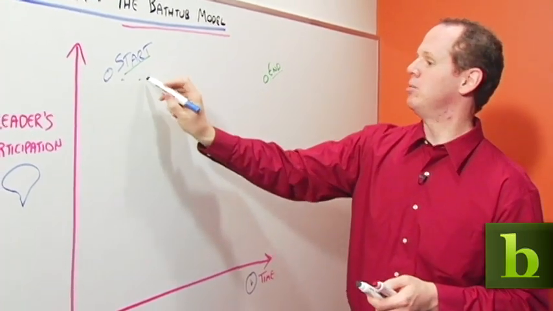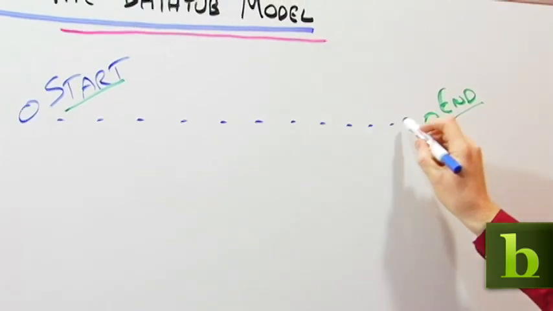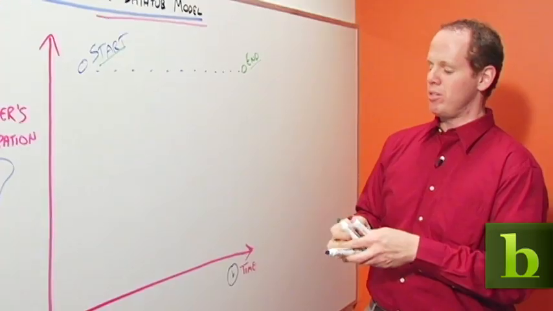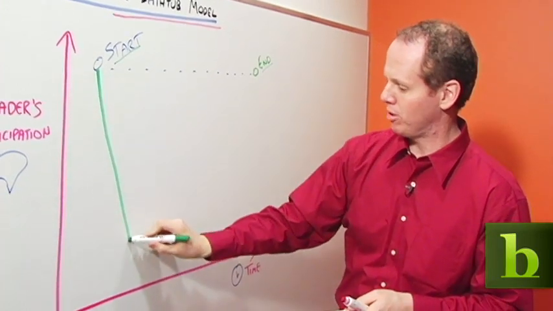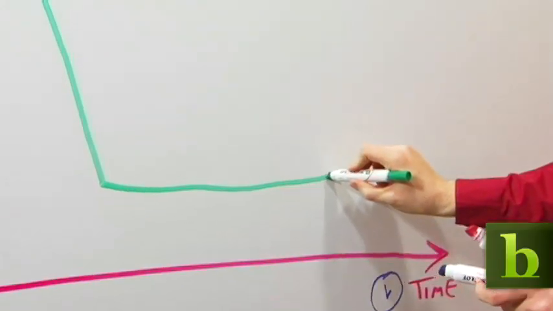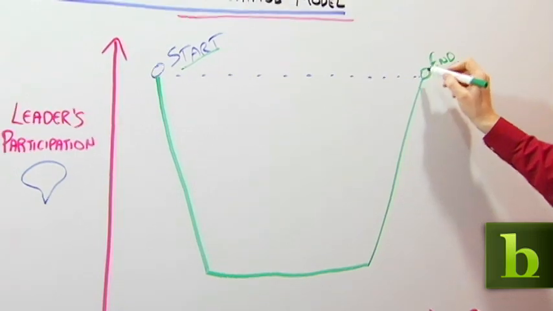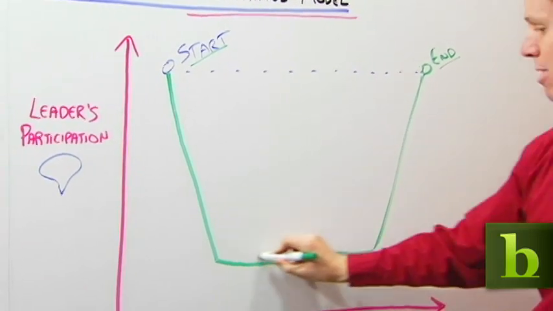But it would be a mistake to assume that your involvement level would stay this high throughout the life of the project. When you draw the bathtub model, draw a picture like this. As the leader, your participation will come down, stay at a low level for much of the project, and then come back up at the end. This is the bathtub shape.